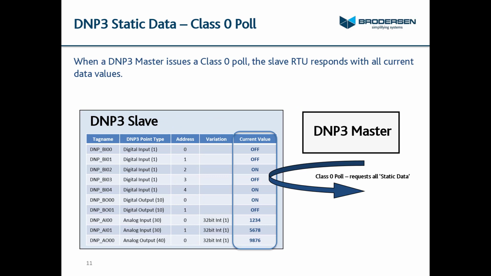So when the master issues that class 0 poll, the slave device will go look in its DNP table and it will respond with all of the values. They do not have to be contiguous, so you could have address 0, address 10, address 100. The RTU would have to retrieve that data and reply, and the reply includes the address as well as the data value. So it's not just position-based data.